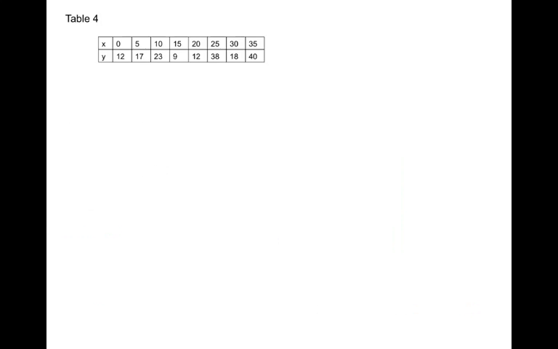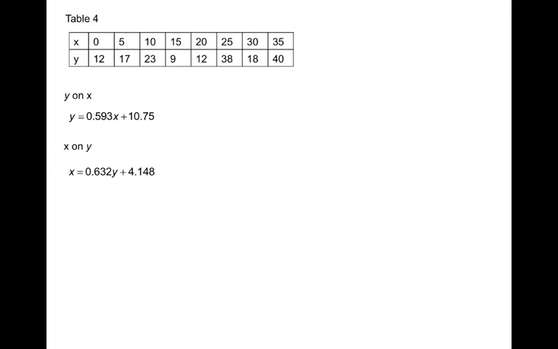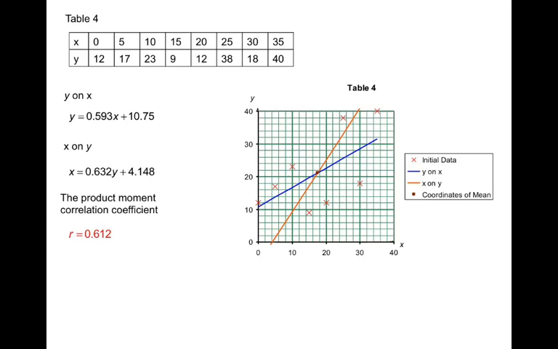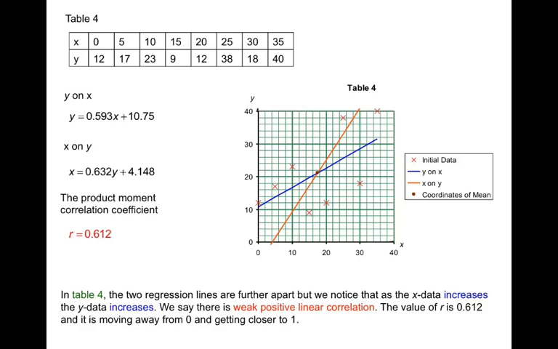Table 4, there's my data. There are my Y on X and X on Y lines. There's the product moment correlation coefficient. There's the graphs. Here we've got some sort of positive correlation. In table 4, the two regression lines are further apart, but we notice that as the X data increases, the Y data increases. This is what's known as weak positive linear correlation. The value of R is 0.612 and is moving away from 0 and getting closer to 1.